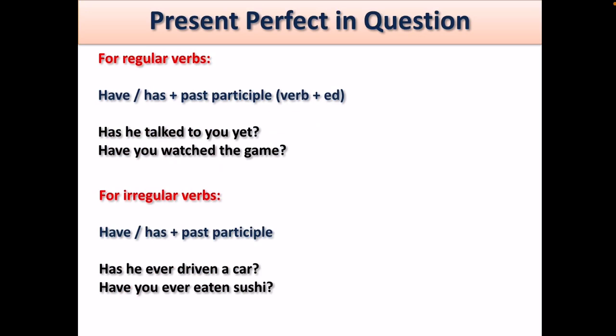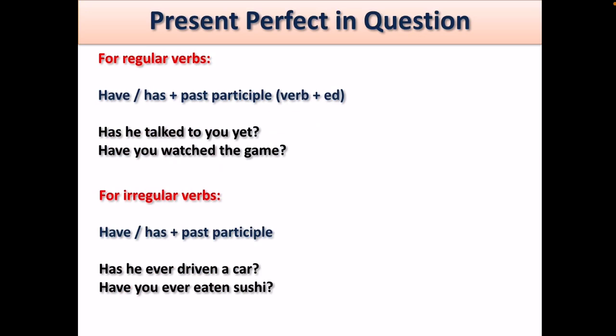Has he ever driven a car? Driven here is the past participle form of the verb drive. Drive, drove in the past and driven in the past participle form. Have you ever eaten sushi? Eaten here is the past participle form of the verb eat. Eat is the infinitive form, and then ate is the past form, and then eaten is the past participle form.